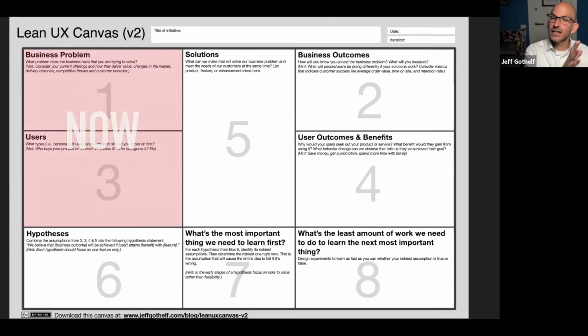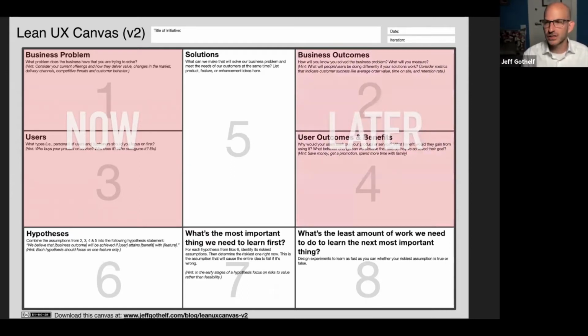So the left side of the Canvas, boxes 1 and 3, focus on the current state of things. Box number 1 is the business problem we're trying to solve, right? What's the challenge that we're taking on? What is the thing that the organization would like to fix today? And box number 3 is the current state of our users. Who are they? What are they trying to do? What's getting in their way? And so that's our current state, right? That's what's happening today.